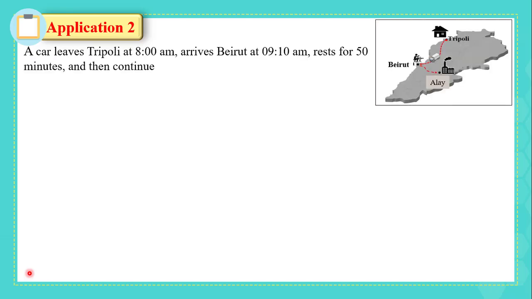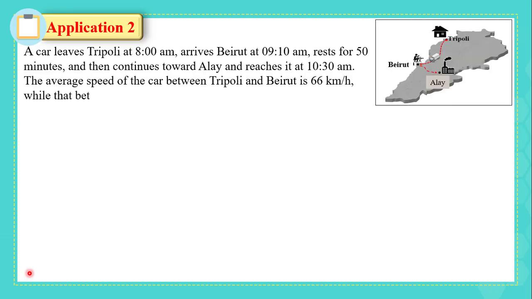Let's practice now by solving application 2. Also, don't forget to pause the video and try to solve the application by yourself. A car leaves Tripoli at 8 a.m., arrives at Beirut at 9:10 a.m., rests for 50 minutes, and then continues toward Aley and reaches it at 10:30 a.m. The average speed of the car between Tripoli and Beirut is 66 km per hour, while that between Beirut and Aley is 15 meters per second.